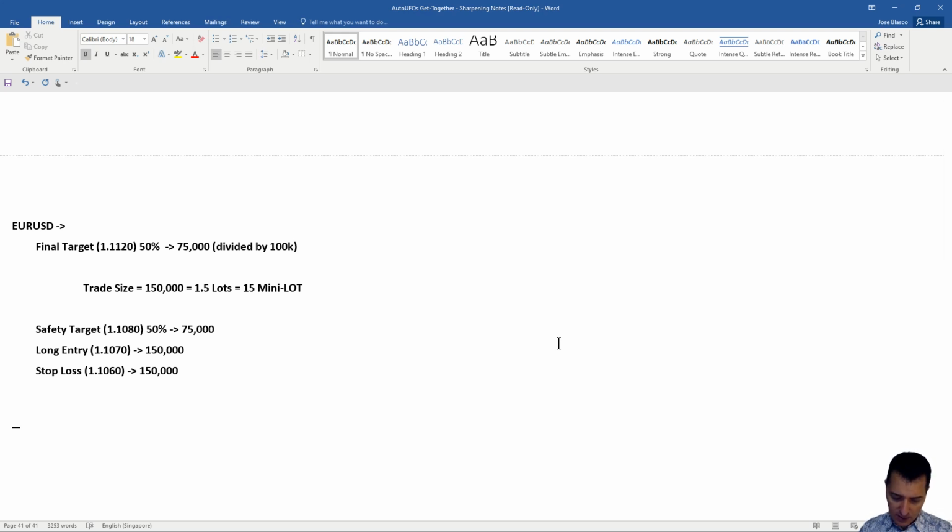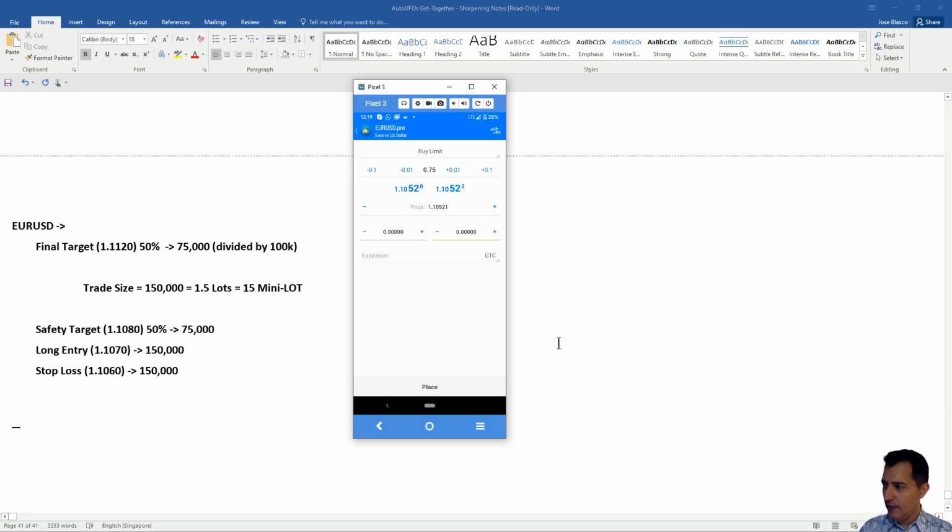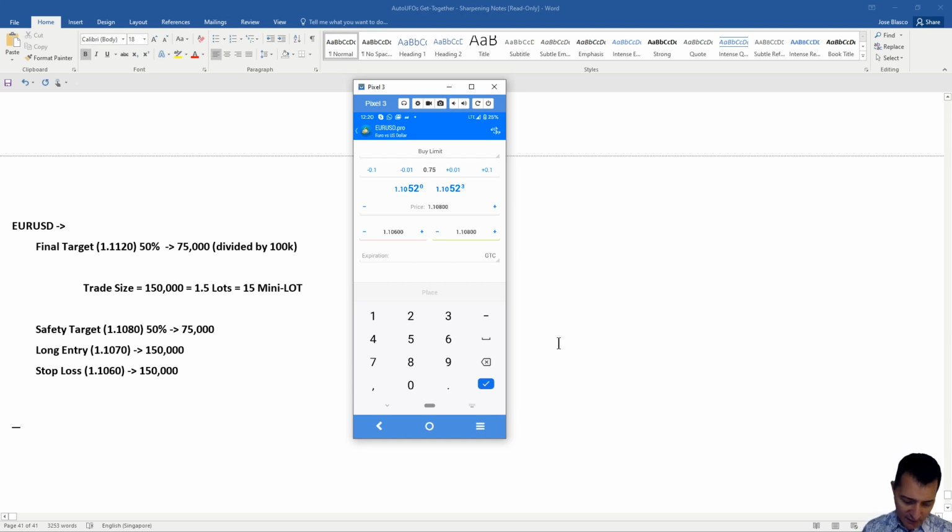Yeah, now I'm ready. So you would input the price: 110.80. That would be your price. The stop would be same story. Input your price, so it would be 110.60. And then you would do the target, which is 1080. So you would place half of the trade with one bracket order and the other half of the trade with the other bracket order. So you have size, entry, stop, and safety target, and you will now click the place button.